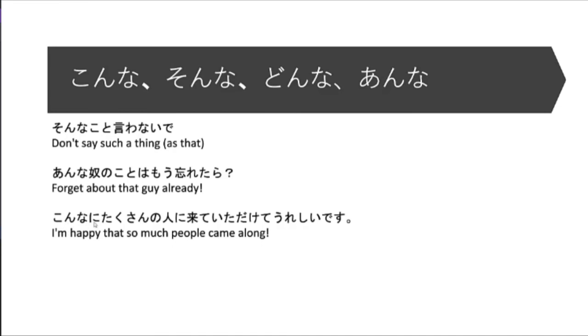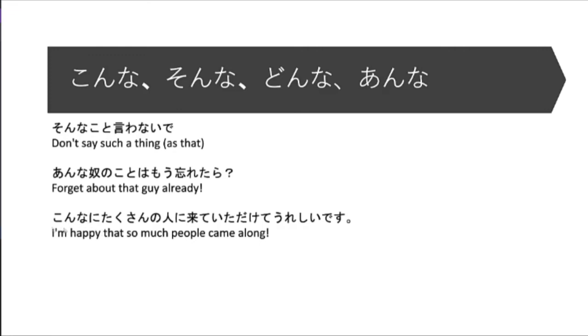Here, こんなにたくさんの人に来ていただけて嬉しいです。You break this up. こんなに is like this sort of. たくさんの人 means so many people. So that this many people came, 来ていただけて is a quite formal way of saying people came. 嬉しいです, I'm happy that people came. So this, こんなに, I'm happy that so many people came.